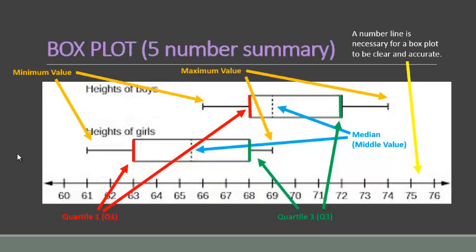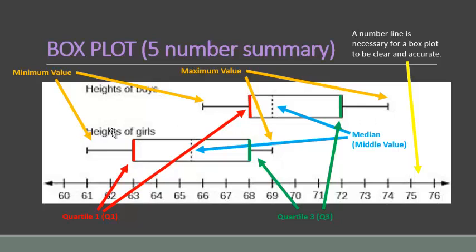Up next we have a box plot, or a 5-number summary. The 5-number summary consists of 5 key numbers to describe the data. The first 2 key numbers are the minimum and maximum value. These are the leftmost point for the minimum value and the rightmost point for the maximum value.